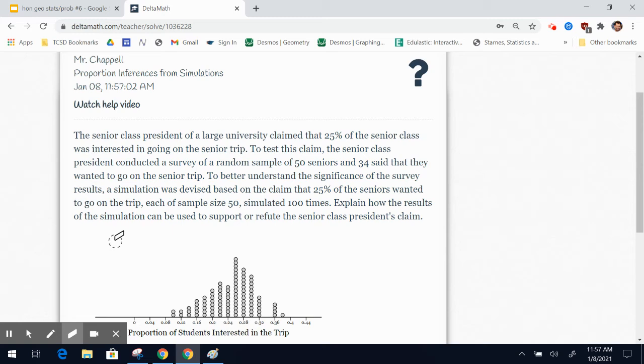To better understand the significance of the survey, a simulation was devised based on the claim that 25% of seniors wanted to go on the trip. Each sample of size 50 was simulated 100 times. Explain how the results of the simulation can be used to support or refute the senior class president's claim.